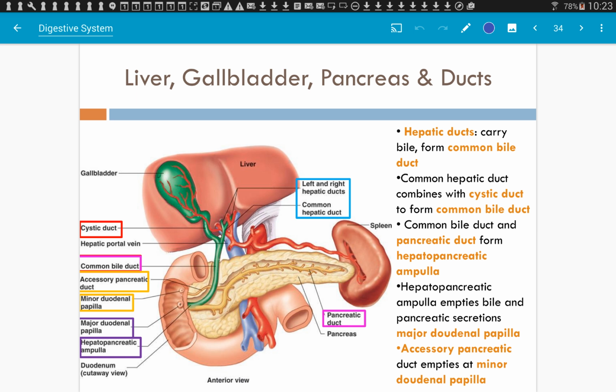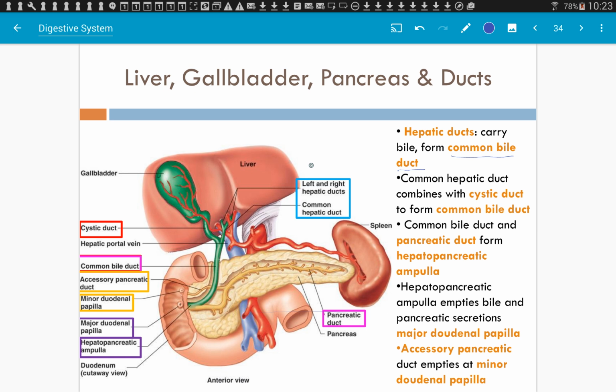So here we have a view of the liver, gallbladder, the first part of the small intestine, so the duodenum, then the pancreas, and the spleen. Okay, so the stomach is removed, so this stuff is behind the stomach. Okay, so the hepatic ducts. Hepatic refers to the liver. These ducts, the hepatic ducts, are carrying bile, okay, to the common bile duct.